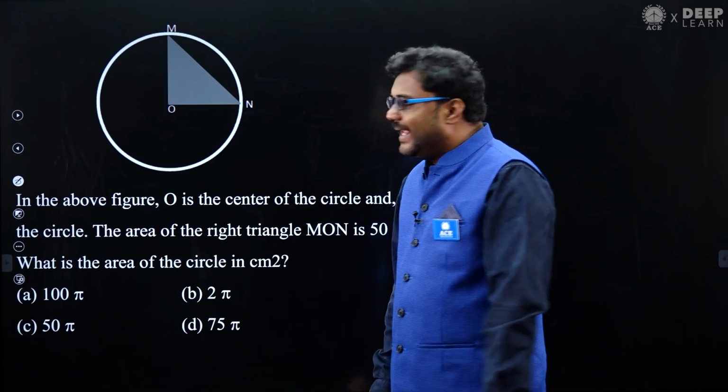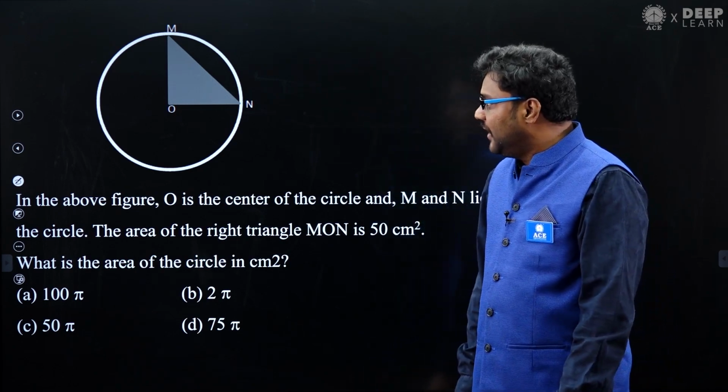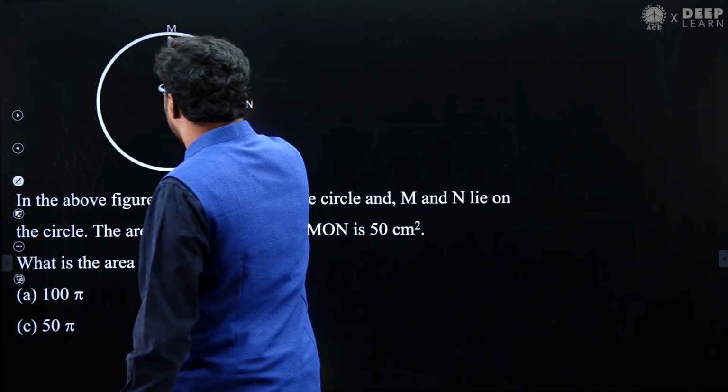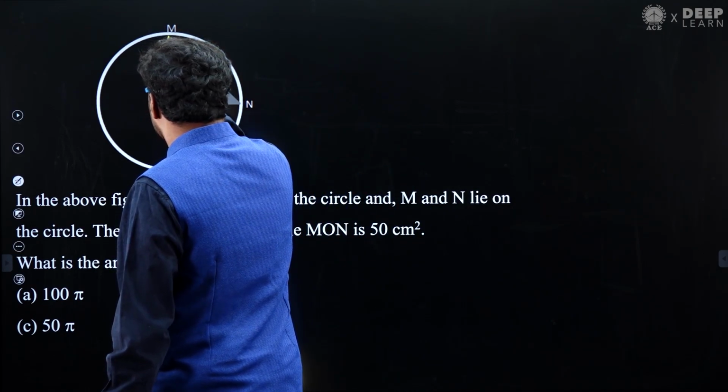Now let's see this areas and volumes related question, my dear friends. Here you can find there is a circle and you have a triangle here, clearly they mention.